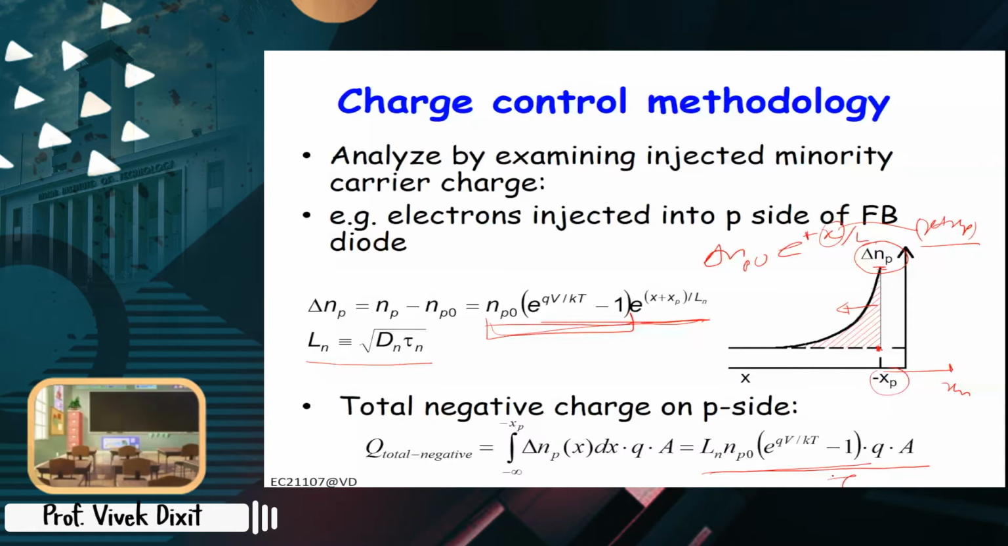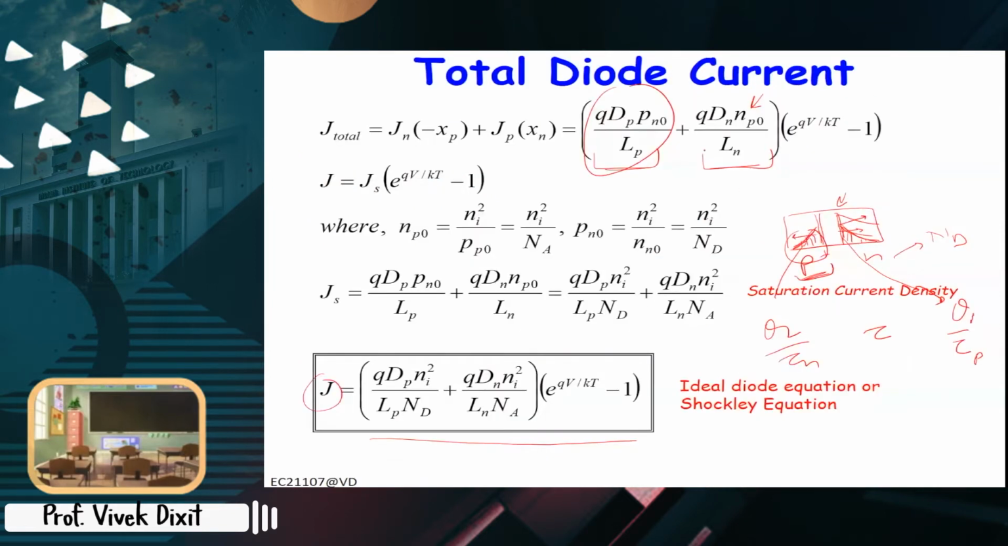L by tau, you can see here, this L square is D tau. So L by tau you can write as d by L, right? So basically you get the same expression, d by L. So this is Qp d by L, and this is Qn d by L.